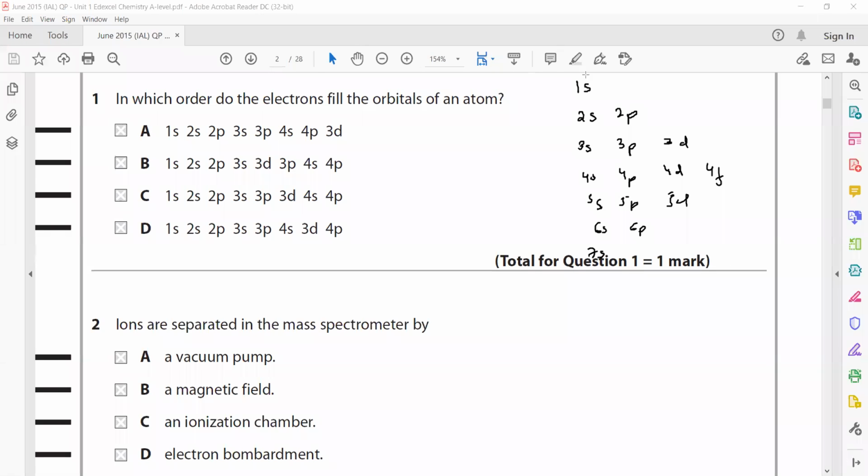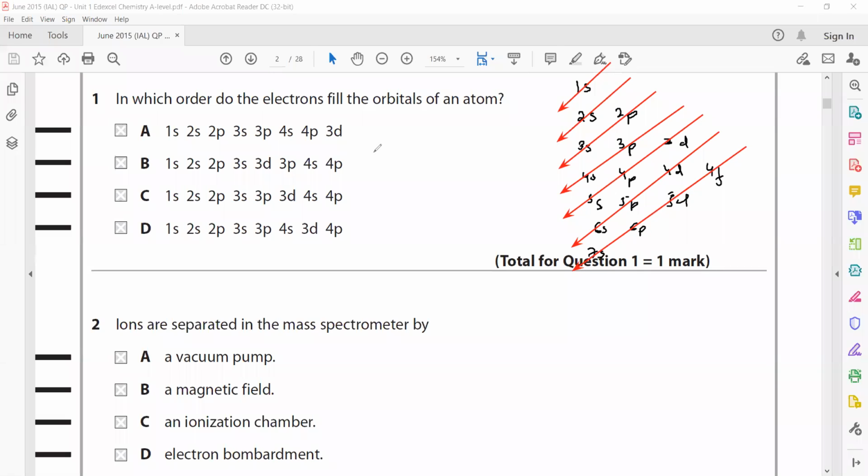Then we draw the diagonal to show first it will occupy 1s, then 2s, then 2p, 3s. Then 3p, 4s, then 3d, 4p, 5s, then 4d, 5p, 6s, and then 4f, 5d, 6p, and then 7s.